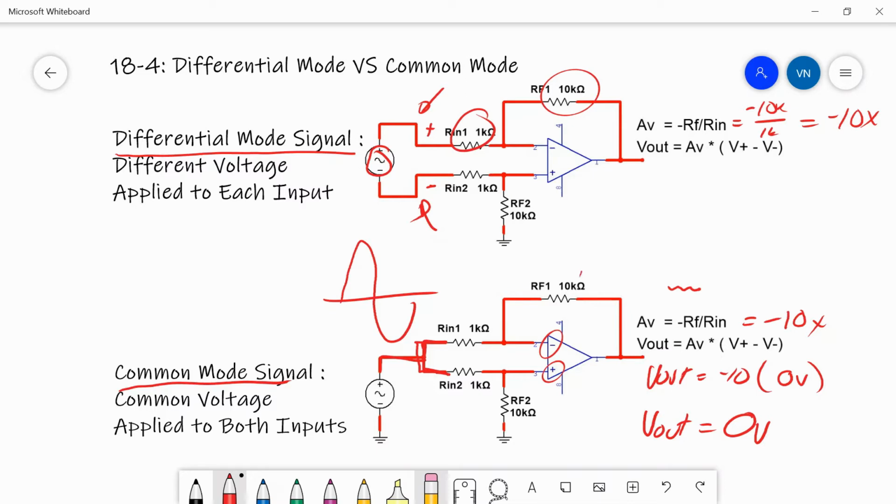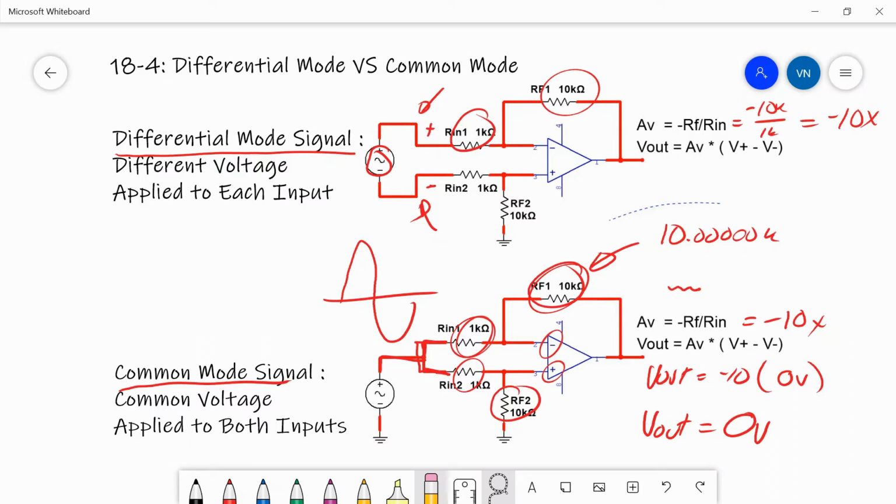The other problem is that we have these resistors here, and they may not be exactly 10.000K. They may be off by plus or minus 1%. Even if you use a 1% tolerance resistor, the difference between this 10K and this 10K and this 1K and this 1K can result in a larger sine wave coming out, even though it's supposed to be 0 with a common mode signal. The text shows you how to calculate a common mode gain given slight variation in resistor values. I think that process is a little tedious.